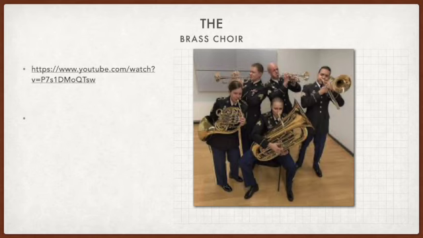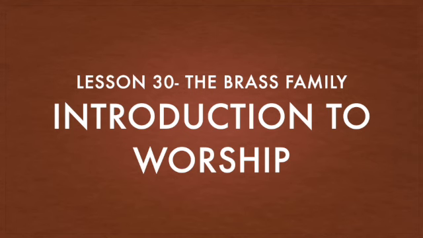And finally, let's put them all together and let's listen to this video of the brass choir made up of 2 trumpets, trombone, French horn, and tuba. Well, that's an overview of the brass family, and next we will be looking at the woodwind family.